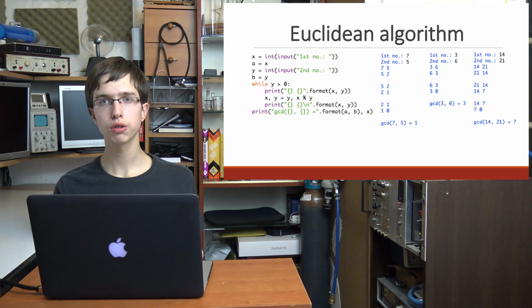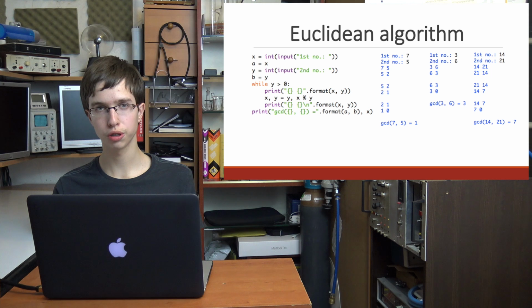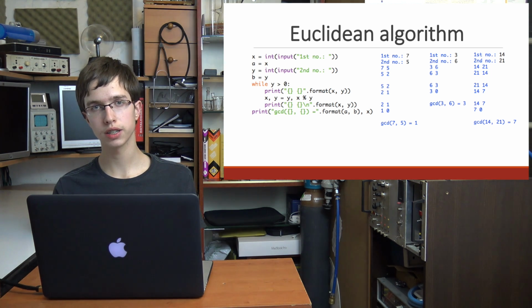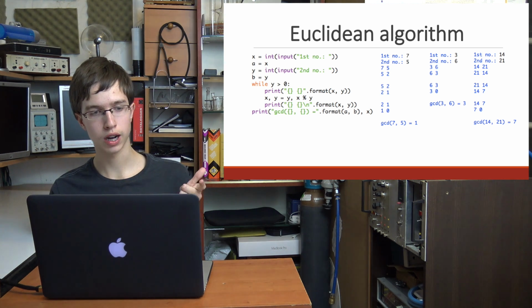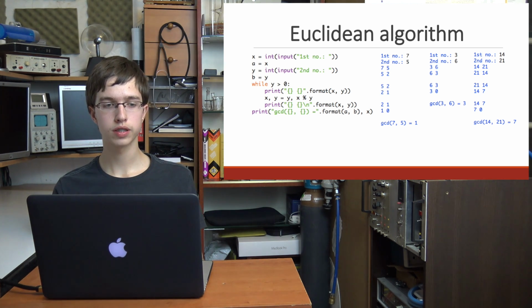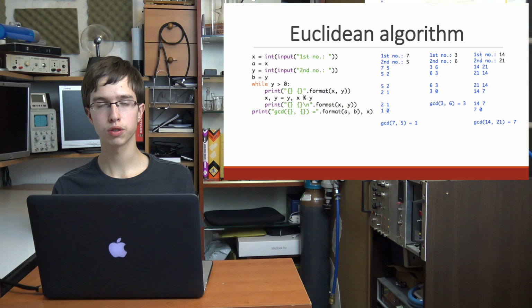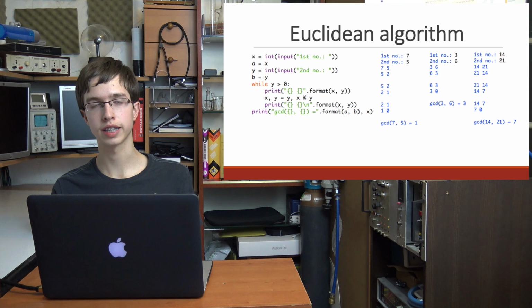The Euclidean algorithm is also an Old Greek algorithm which was invented by the Old Greek mathematician Euclid. It is actually an algorithm used for finding the greatest common divisor of two numbers, x and y. Here are also variables a and b, which are not so important, used for storing the initial values of variables x and y.